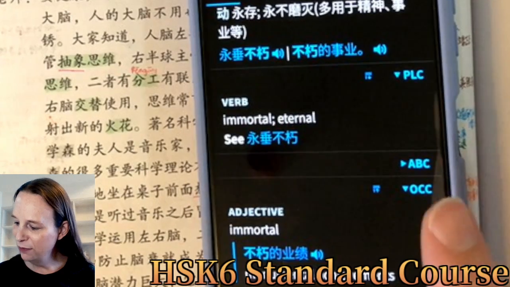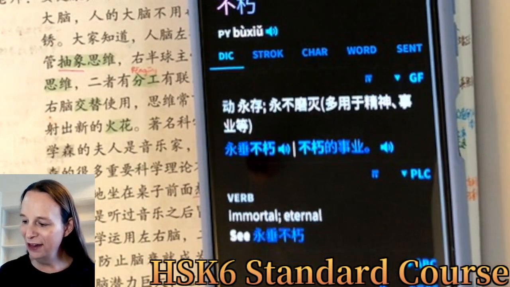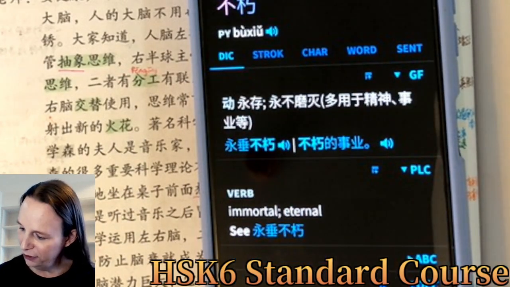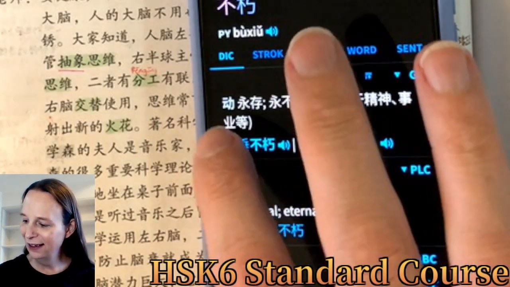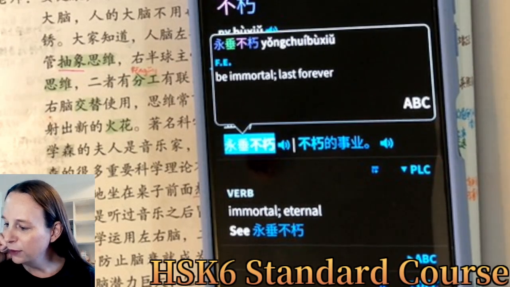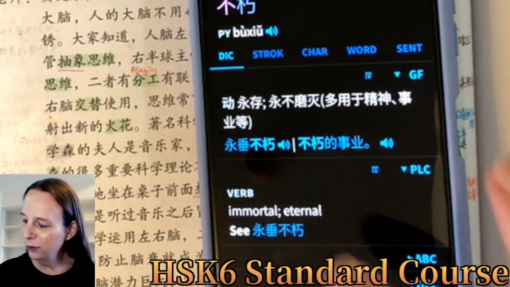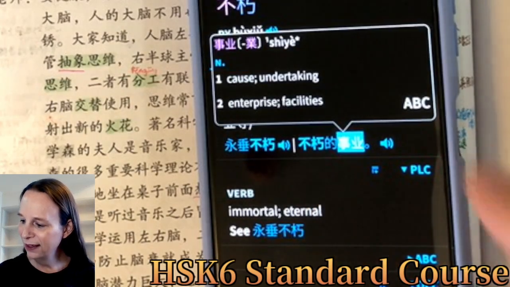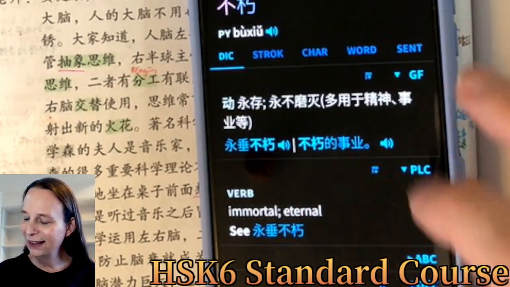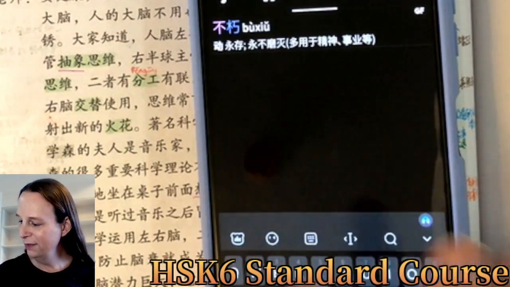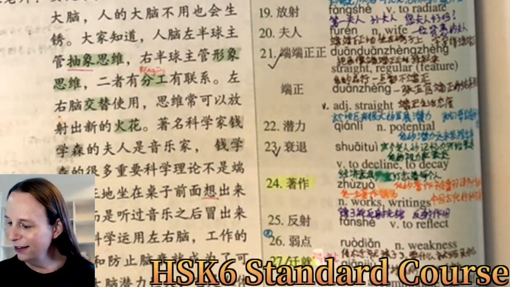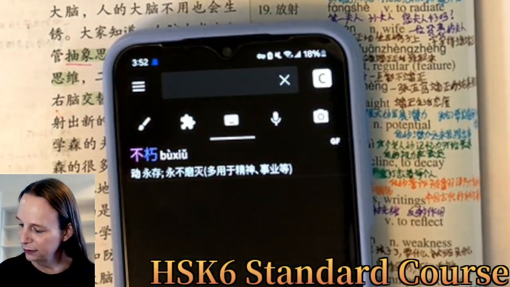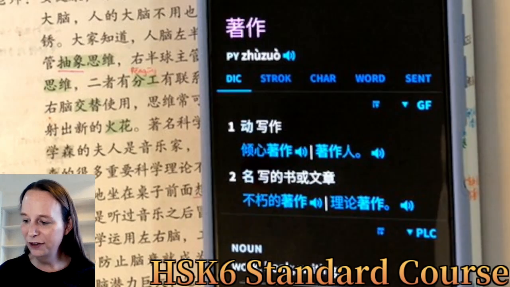Okay. So eternal, everlasting. 永垂不朽, last forever. 不朽的事业, a career path or a mission that will last forever, an undertaking that will never get old. What are we talking about? 著作. How did we get onto 不朽? Oh, that's how.